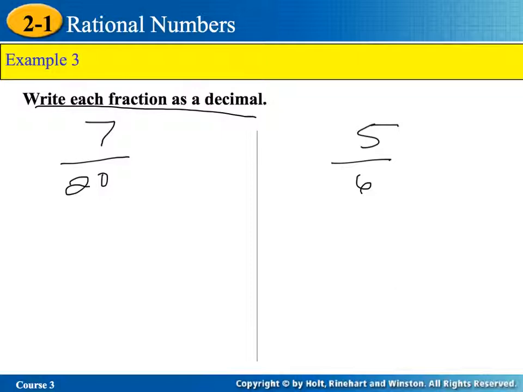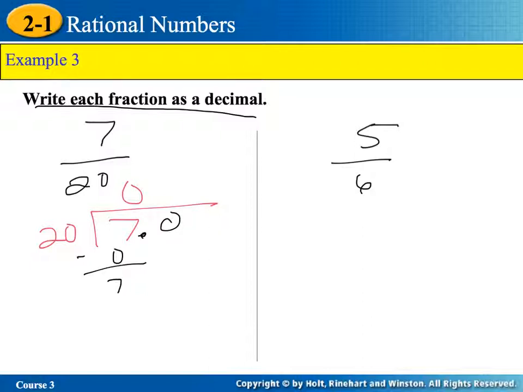All right, so we have 7/20, we have 5/6. What goes underneath our house? What goes on top of our house? Well, denominator goes outside, numerator goes inside. Now, how many times does 20 go into 7? 0 times. We can't put 20 into 7. However, are we done? No, because I still have a remainder of 7. I don't want any remainders. So what do we do? Put our decimal with a 0.